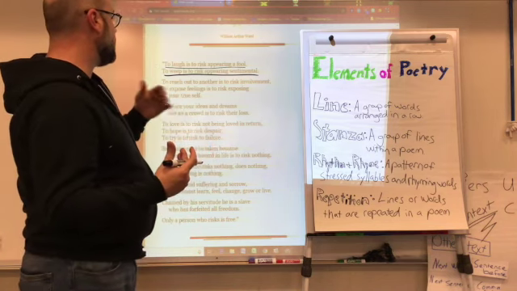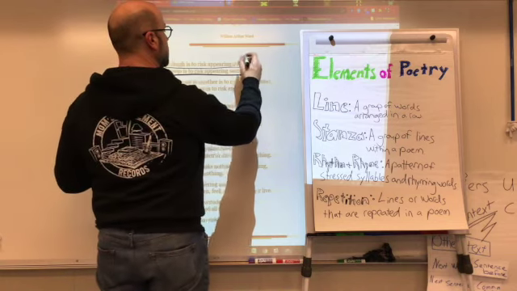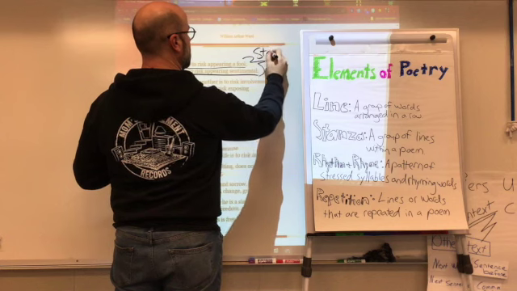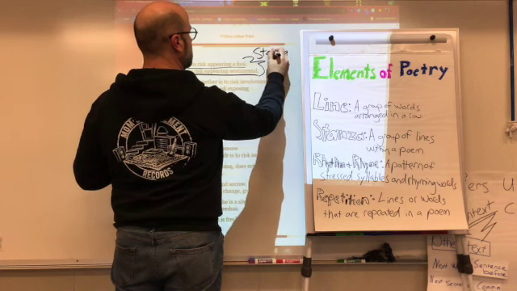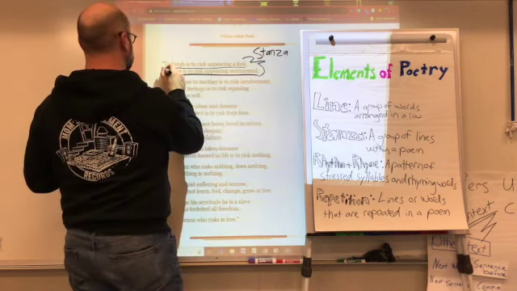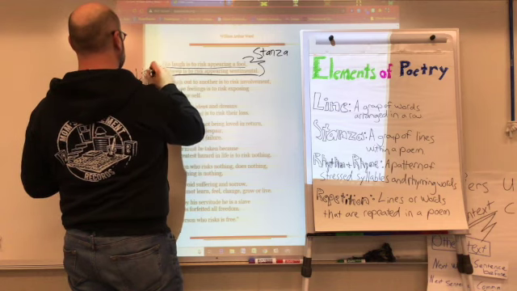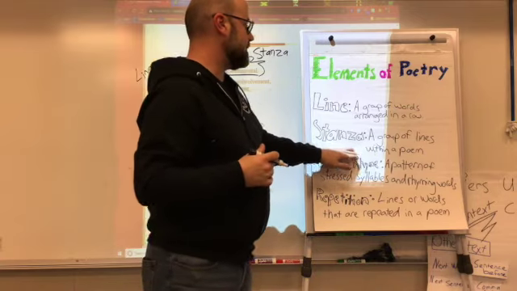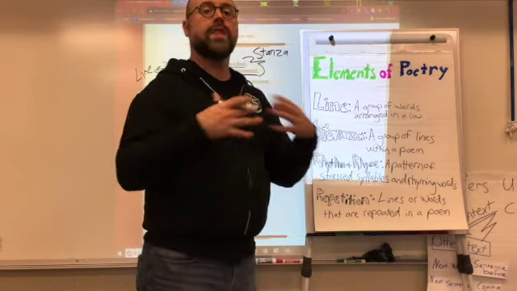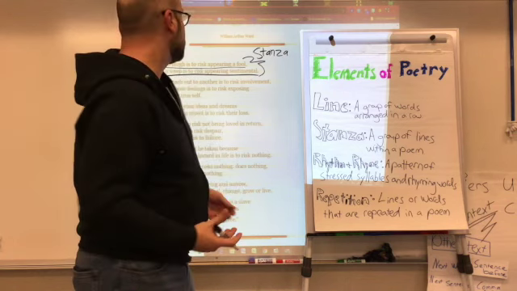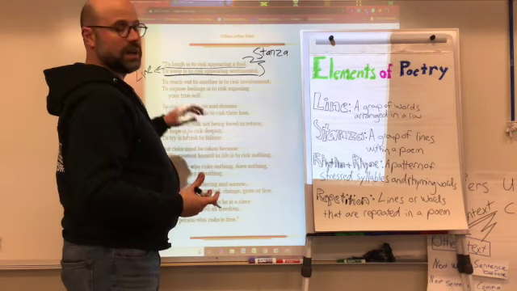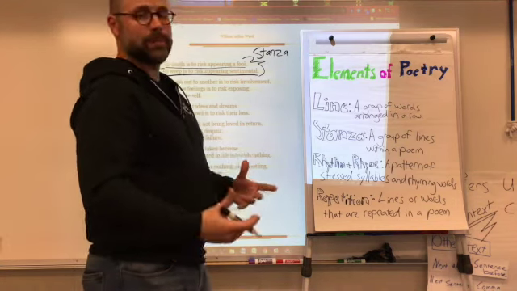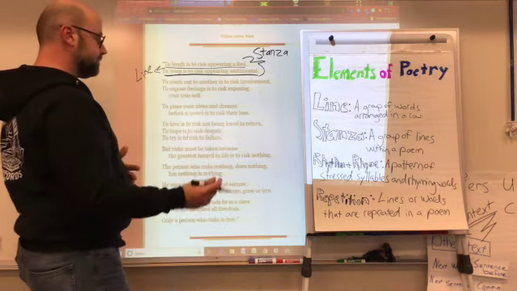Those 2 lines right there form a stanza. Remember, a stanza is a group of lines within a poem. That's 2 lines grouped together, forming a stanza, like a paragraph kind of.